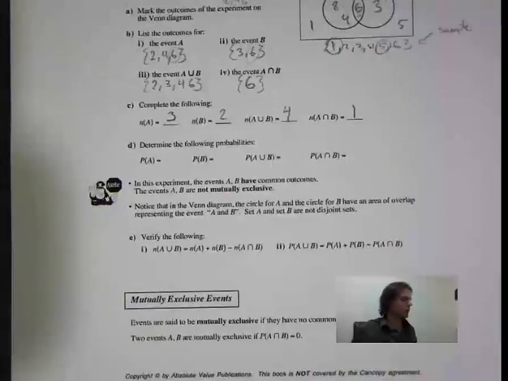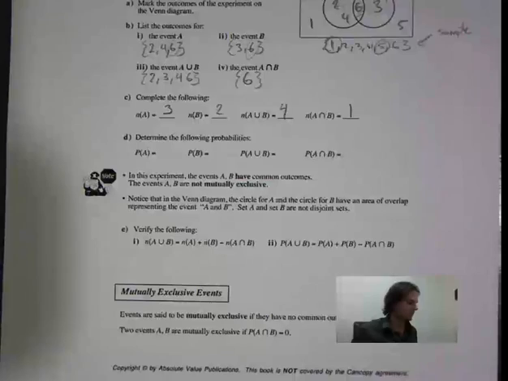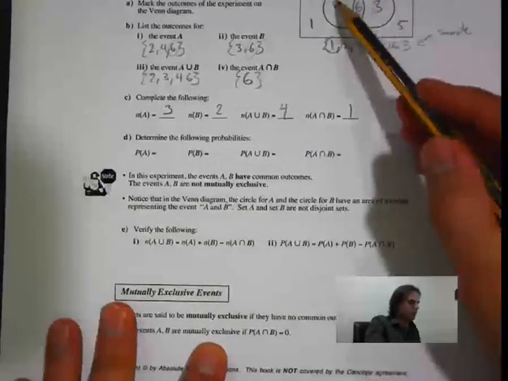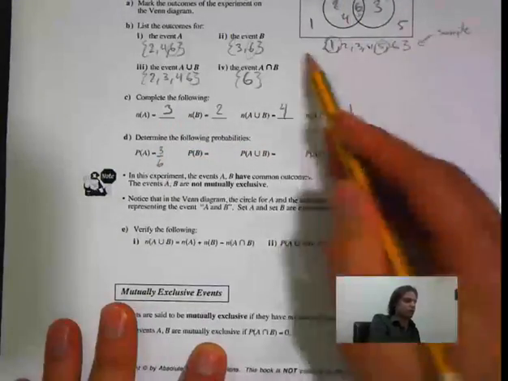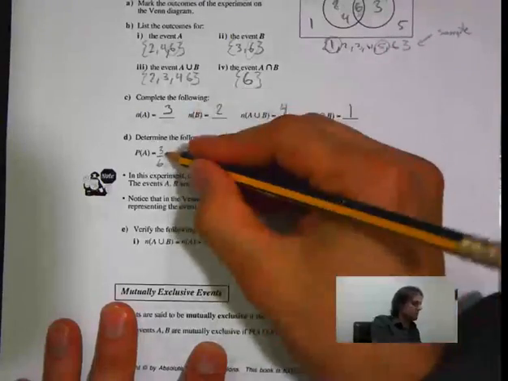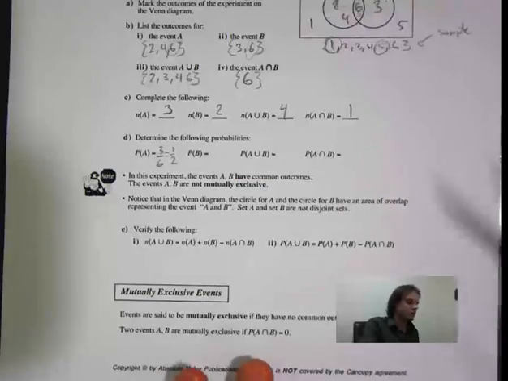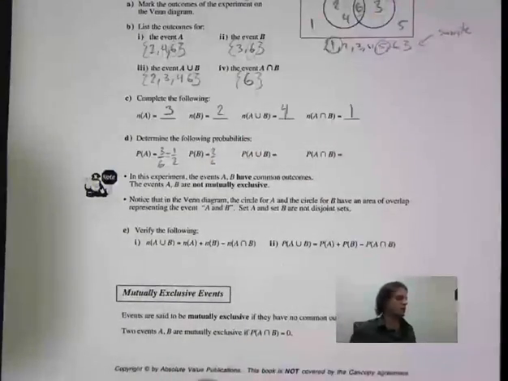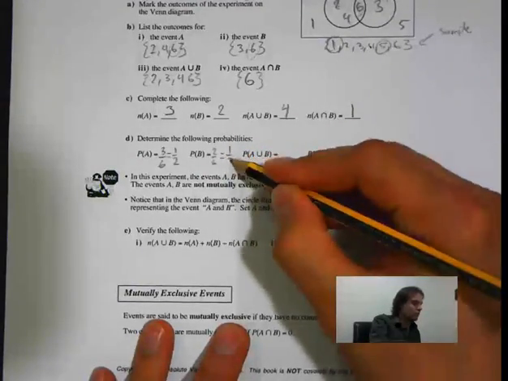Okay. So now it says determine the following probabilities. Probability of A. Well, we have 1, 2, 3. So that's 3 out of 6, there's a total of 6 in my sample space, which is the same as 1 over 2. What's the probability of B? There's 2. That's 2 out of 6, which cancels down to 1 out of 3.